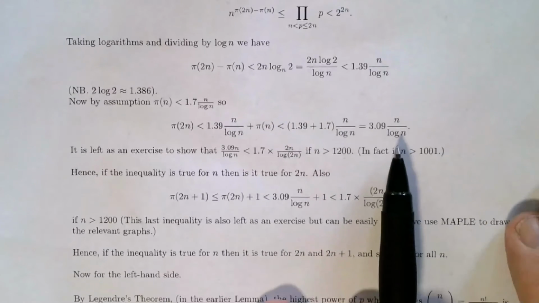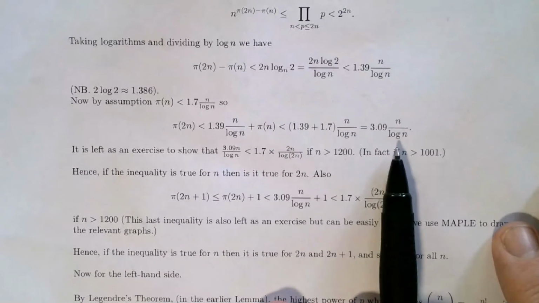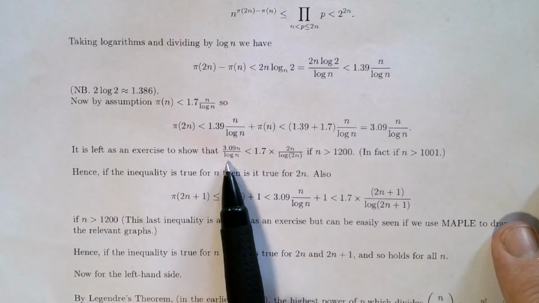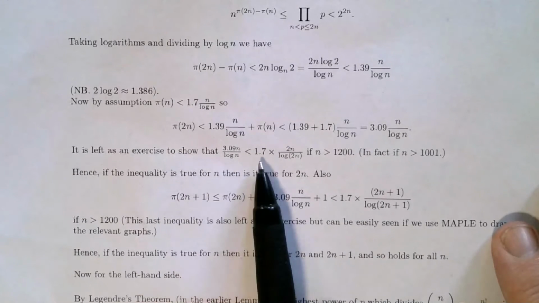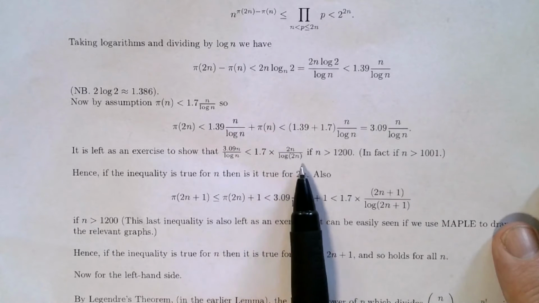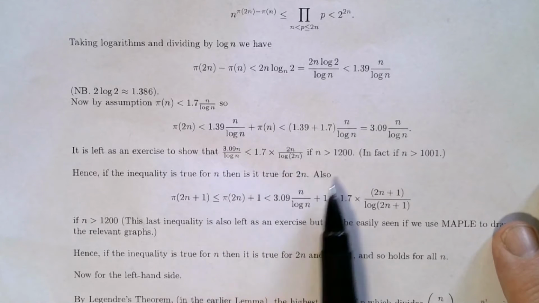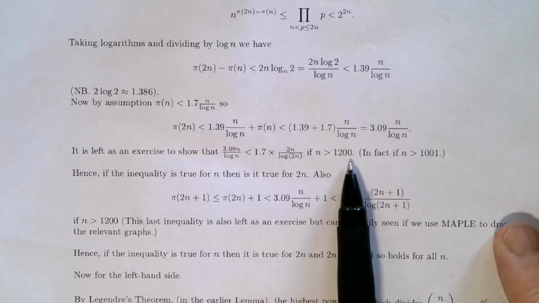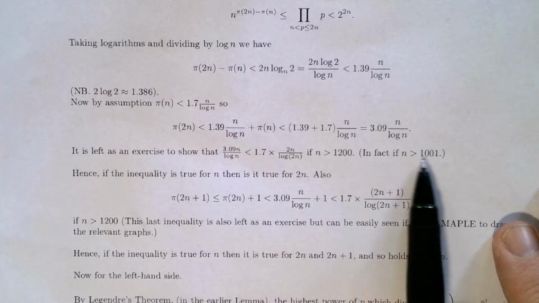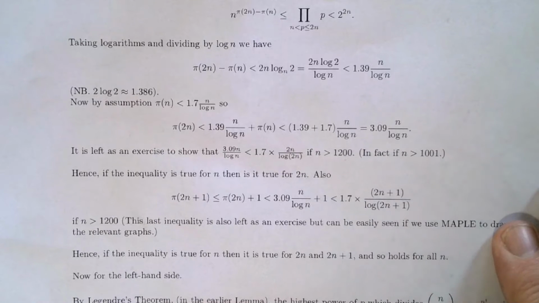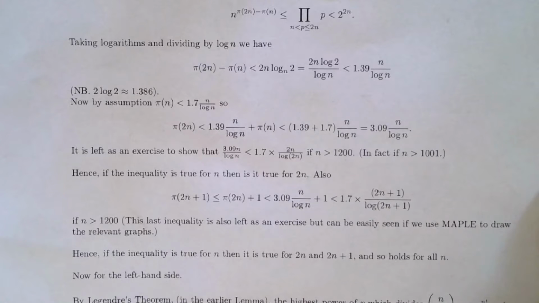Now, it is an exercise, just fiddling around with inequalities, to show that this number here is less than 1.7 times 2n on log 2n, that is, if n is bigger than 1200. In fact, I did the calculations, it's actually true when n is bigger than 1001. And in fact, you can perhaps convince yourself of that by doing a little calculation using Maple, which I did here.